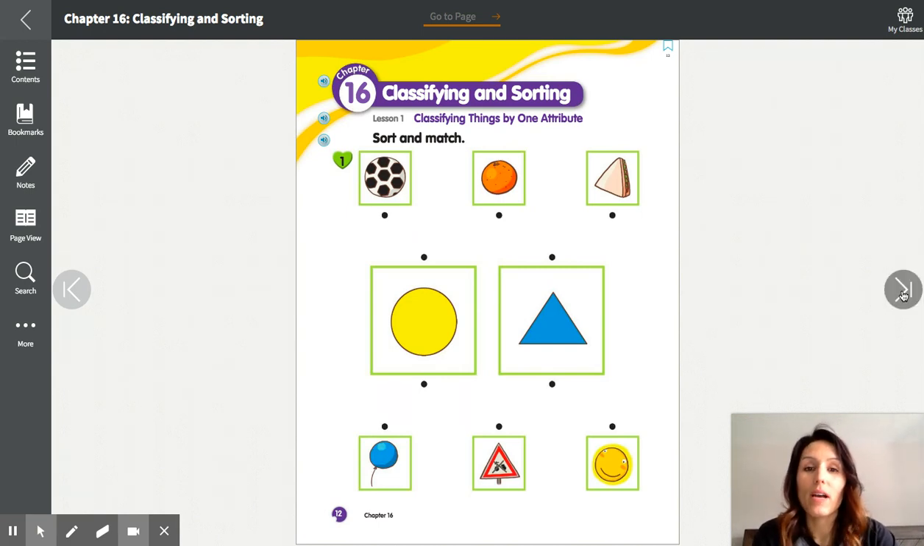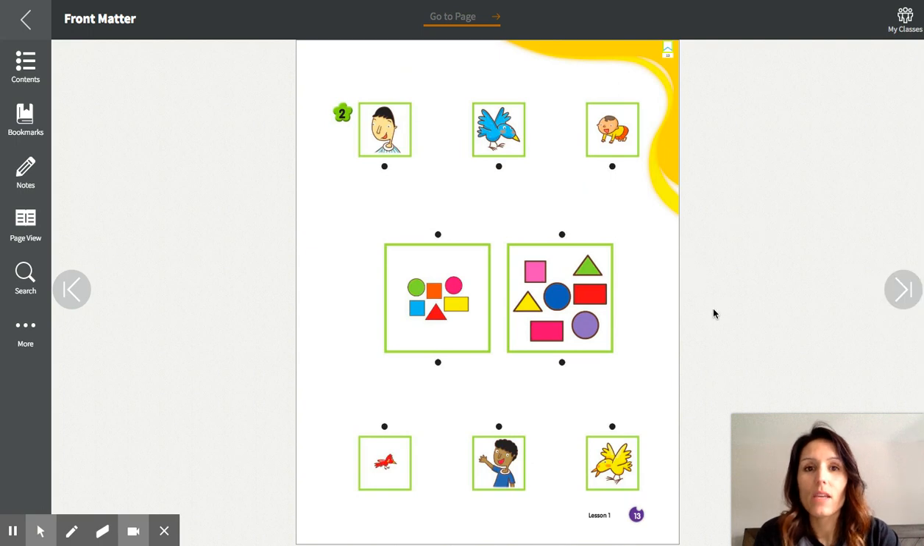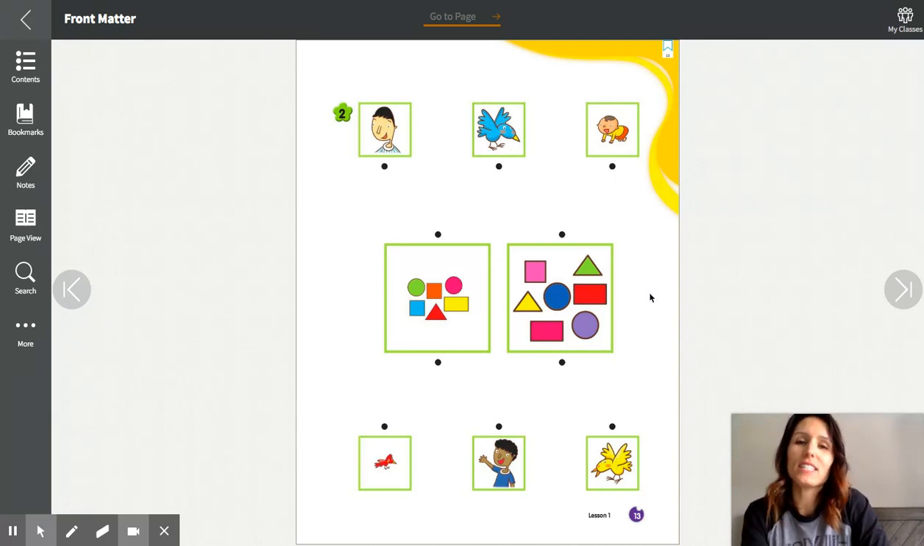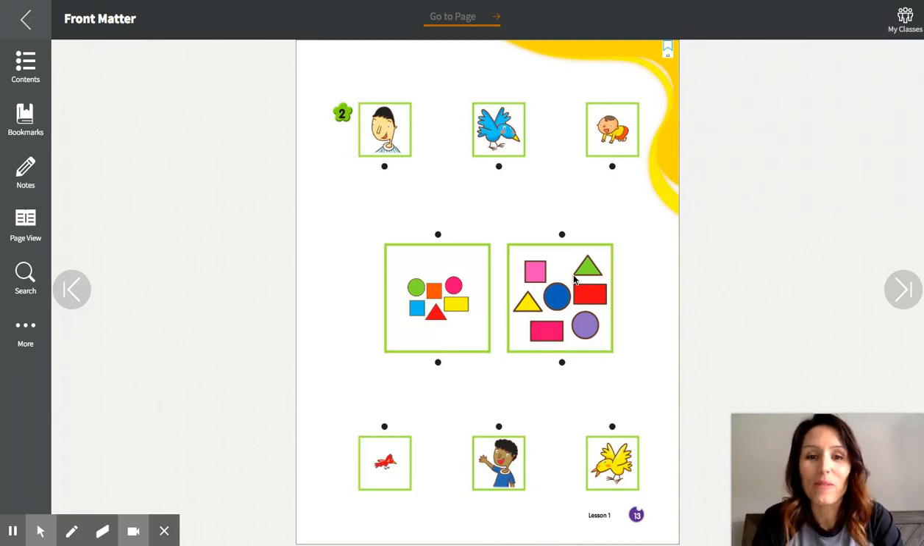Now I want you to go ahead and flip to page 13. And on page 13, you're doing the same thing, and on this page, you're going to sort by, what do you think you're going to sort by on this page? I'll give you a second to look and see if you can figure it out.